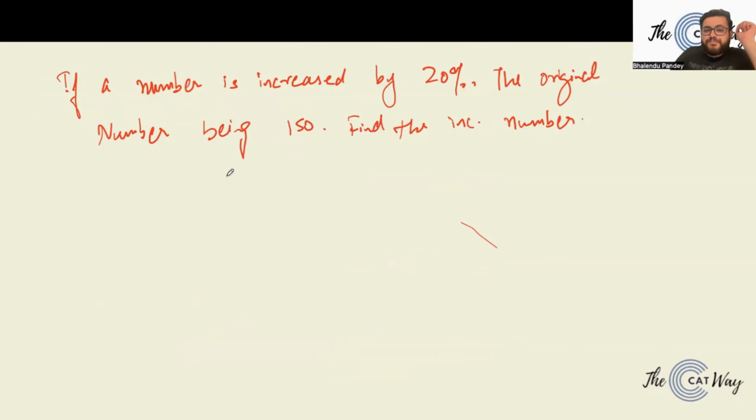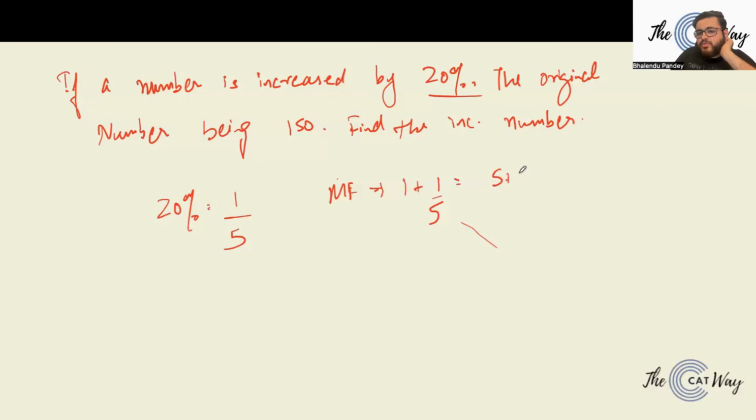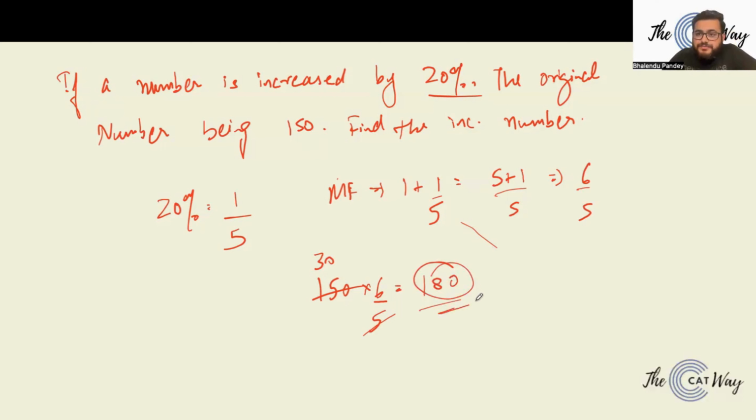So how will it be calculated? I said the multiplying factor is 1 plus fraction value. The fraction value of 20% is 1 by 5. So my multiplying factor should be 1 plus 1 by 5, that is 5 plus 1 divided by 5, that is 6 by 5. Now what does it mean? I simply need to multiply my original number with the multiplying factor to arrive at the final value. This goes 30 times 6 are 180. 180 is the 20% incremented value.